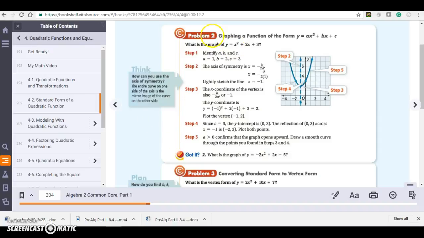Okay, let's take a look at problem 2, graphing a function of the form y equals ax squared plus bx plus c. It says, what is the graph of y equals x squared plus 2x plus 3? First, I need to identify a, b, and c. Well, a, my coefficient here is an invisible 1, b is 2, and c is 3.